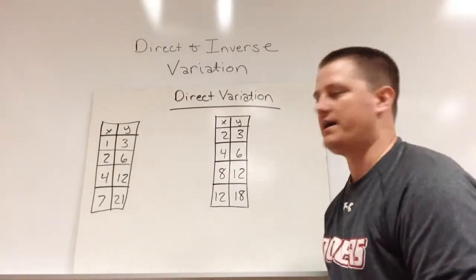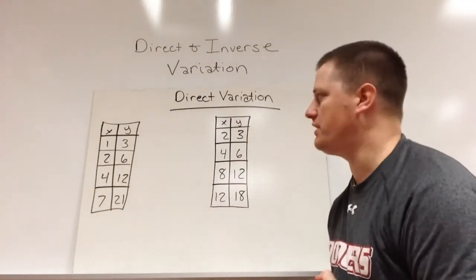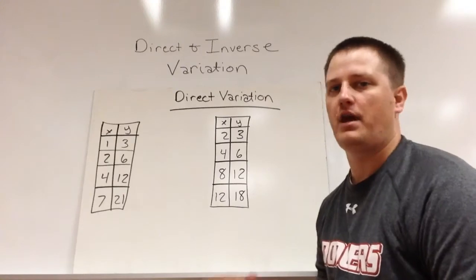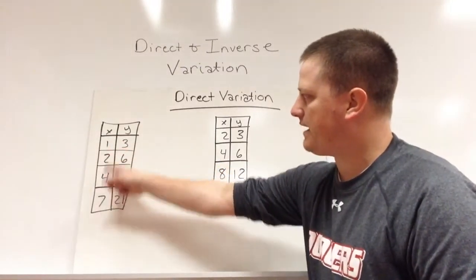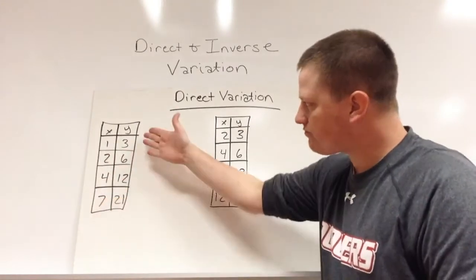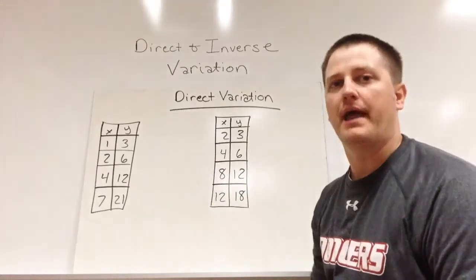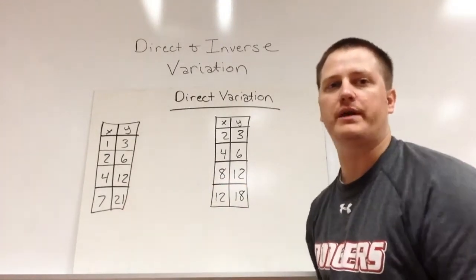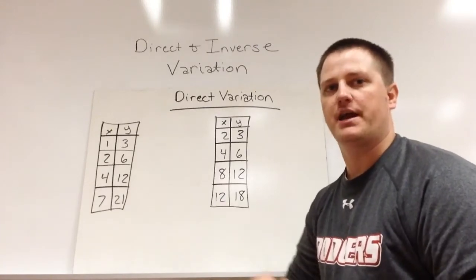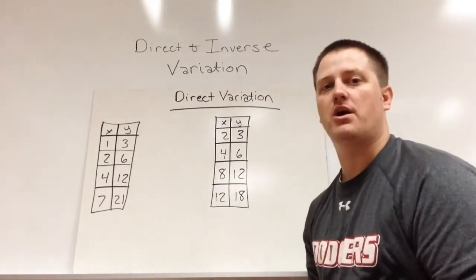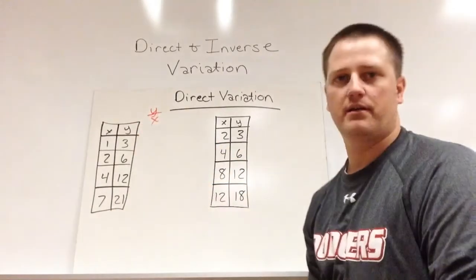We'll start with direct variation. Here I have two tables that are showing direct variation. One thing to always look at is how the x's and y's are moving. Notice our x's are getting bigger: 1, 2, 4, 7. Our y's are also getting bigger: 3, 6, 12, 21. They're directly doing the same thing. It doesn't mean it's automatically direct variation. That's where using the ratio of y divided by x comes in.